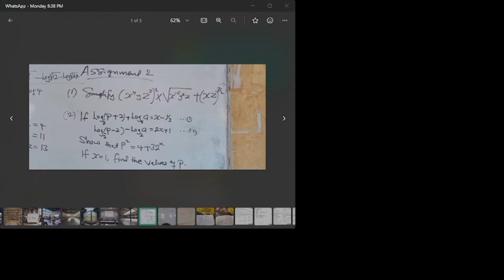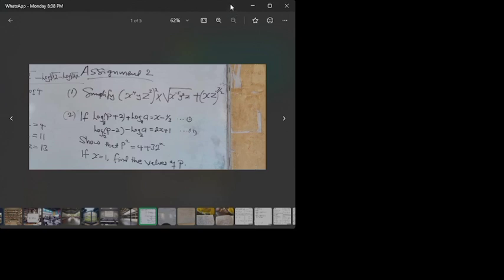Okay, so I'm looking at number two of that particular question. If log of b plus 2 to base 8 plus log of a to base 8 is equal to x minus 1 over 3 as equation 1, then log of p minus 2 to base 2 minus log of a to base 2 is equal to 2x plus 1 as equation 2.